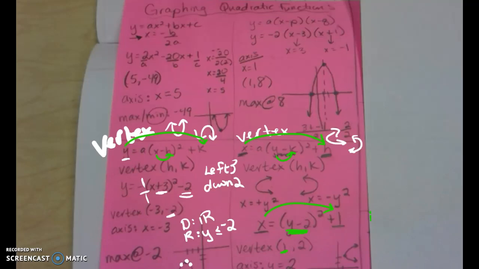Okay? My domain for this one, this only goes to the right. So it's x is greater than, and it goes to the right at 1. My range for this one goes up and down, so this is the all reals.